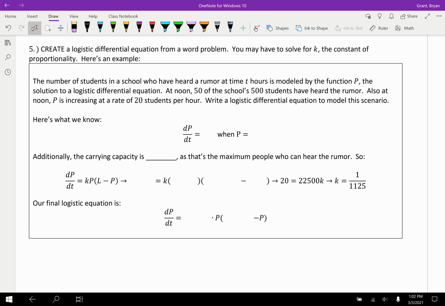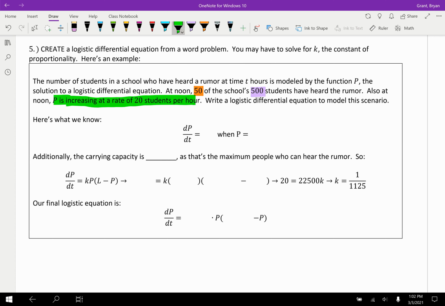So let's take a look at an example. The number of students in a school who have heard a rumor, back to Umbrella Academy, at time t hours is modeled by the function P, the solution to a logistic differential equation. At noon, 50 of the school's 500 students have heard the rumor. Also at noon, so everything's taking place at exactly the same value of t, time, P is increasing at a rate of 20 students per hour. Write a logistic differential equation to model this scenario.